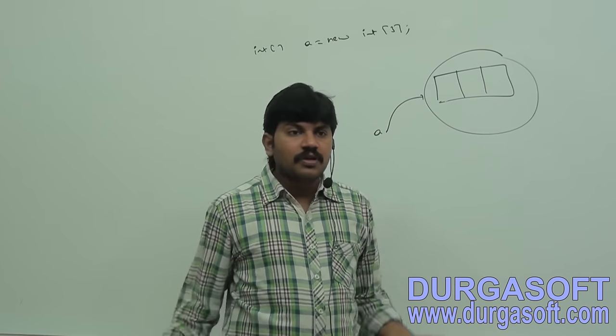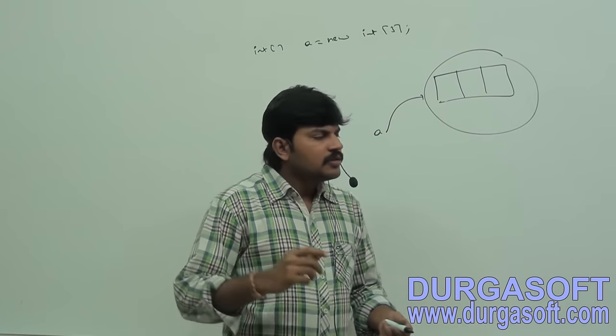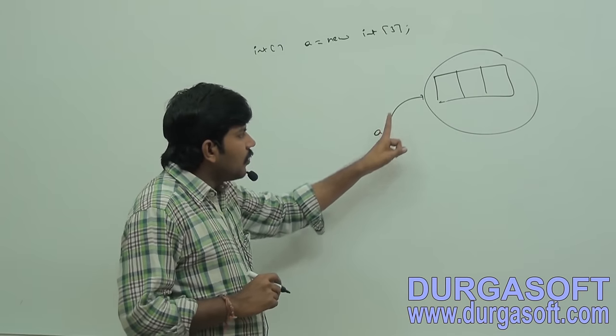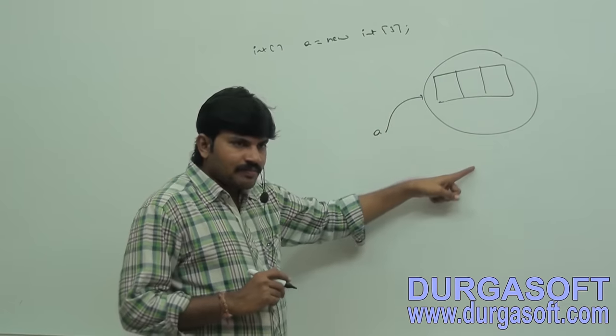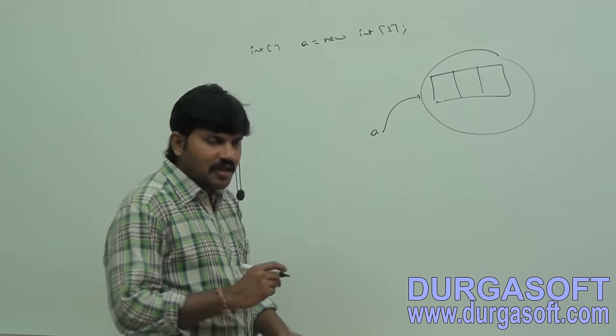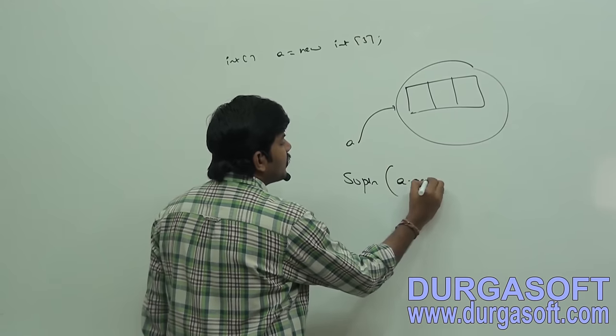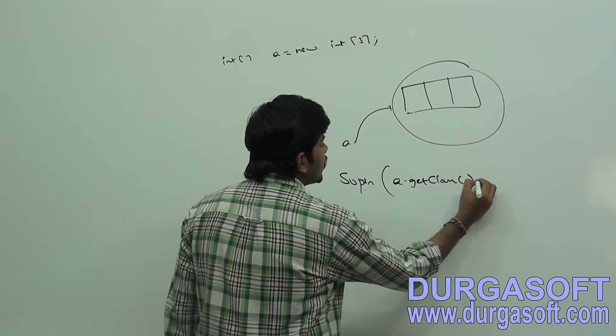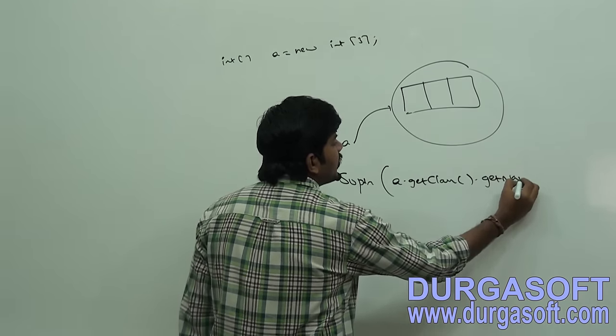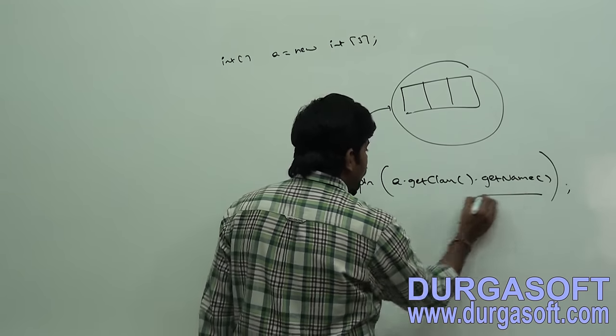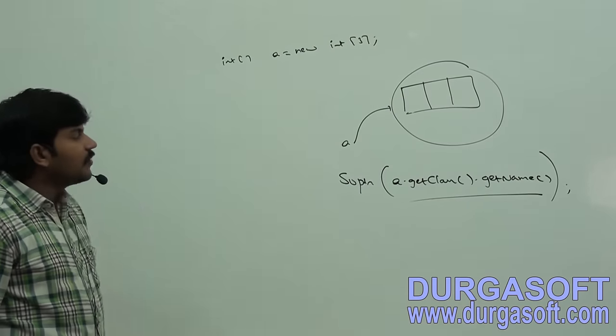Sir, where is the proof? How can I be aware? Simple. I have an object reference. If you want to know the corresponding class name, simple: System.out.println(a.getClass().getName()). Happily, we are going to get the corresponding class name by default.